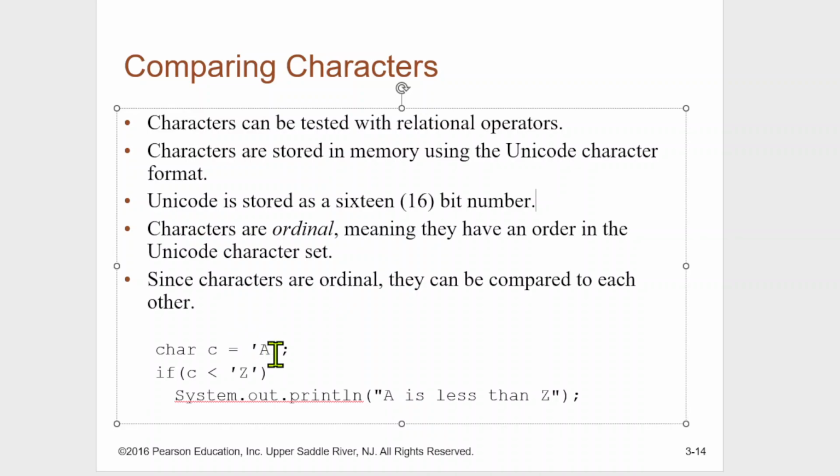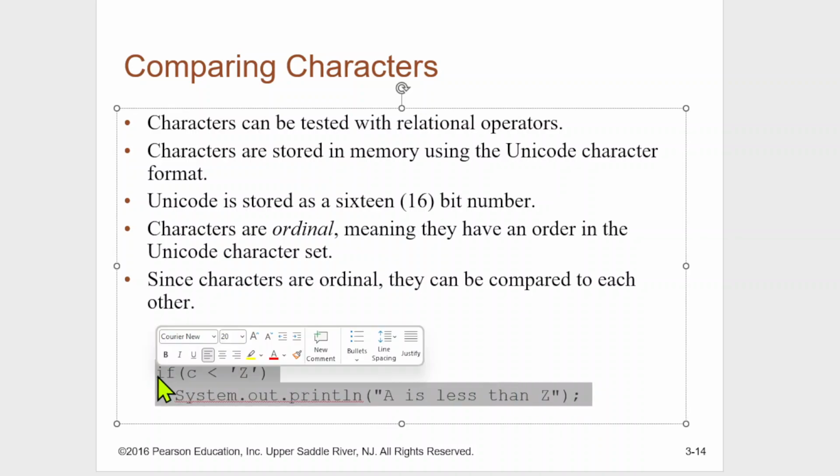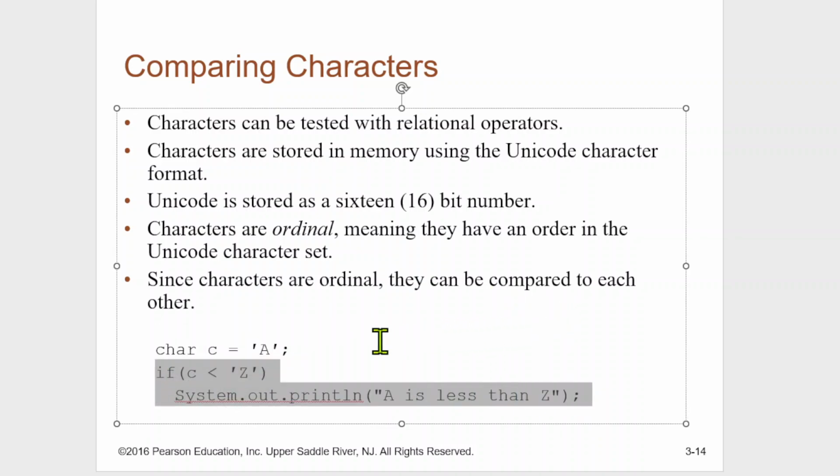So if I set the char to A, and I say is A less than Z, this will be wrong. This will not print out. A is not less than Z because if you remember in the ASCII code, A was like 64 or 65, I forget, and Z is going to be another 26 characters down the line. But notice we're looking at capital letters.